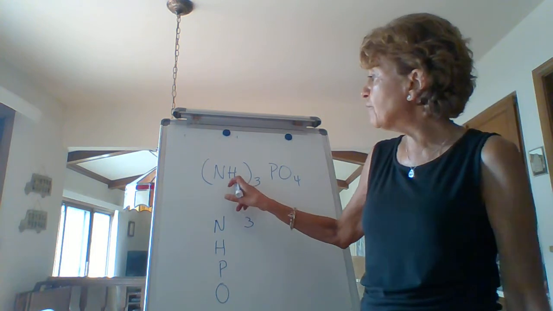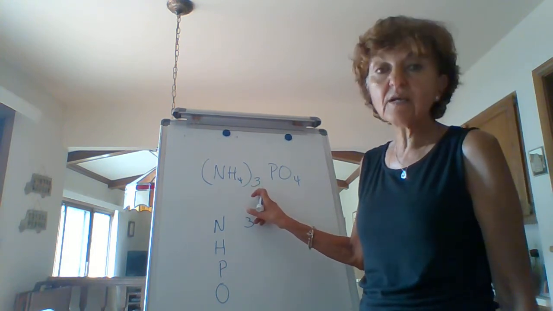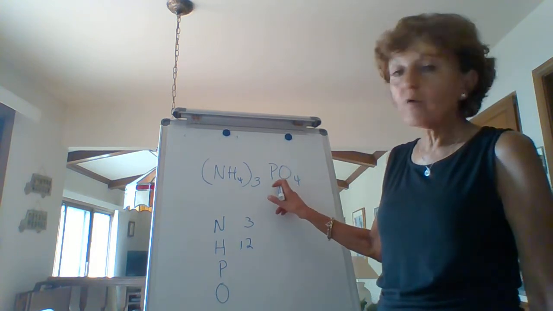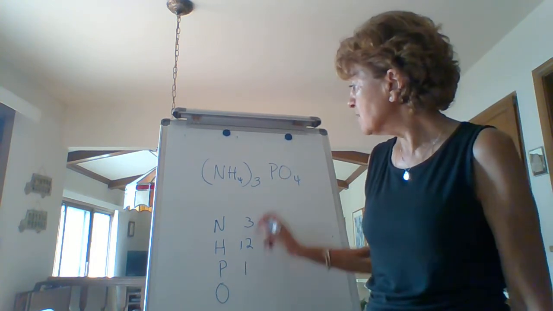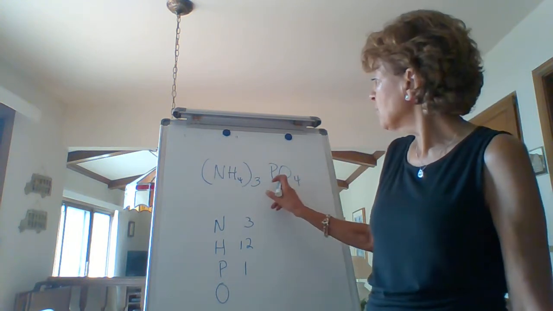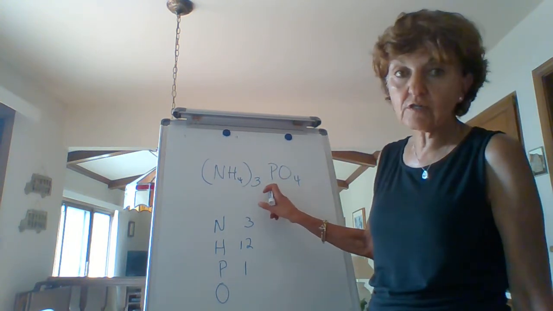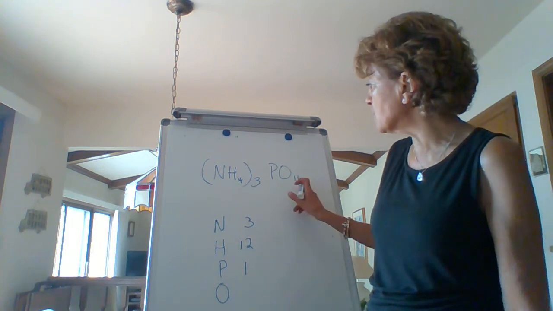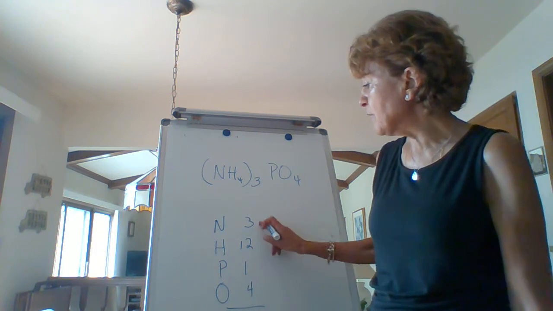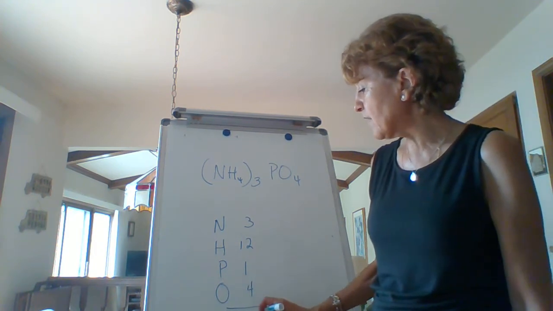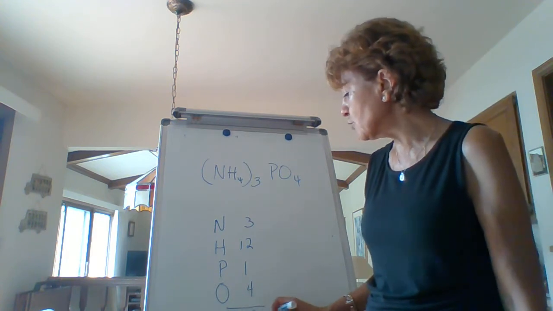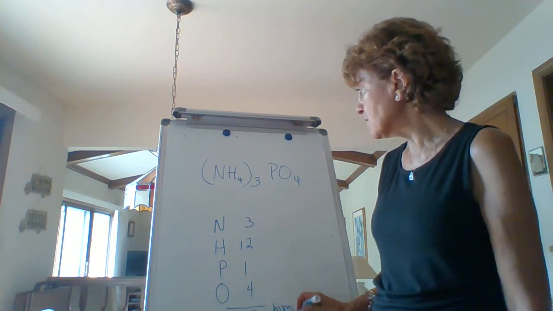Okay. This is 4 hydrogens times 3. That's 12, so that's 12 hydrogens. You have 1 phosphorus. See this parentheses, this is only for this. You're not multiplying this by 3. This 4 belongs to this oxygen, not this phosphorus. So you have 1 phosphorus and you have 4 oxygens. So you add them all up. 3 and 2 is 5, plus 5 is 10. So you have 20 atoms.